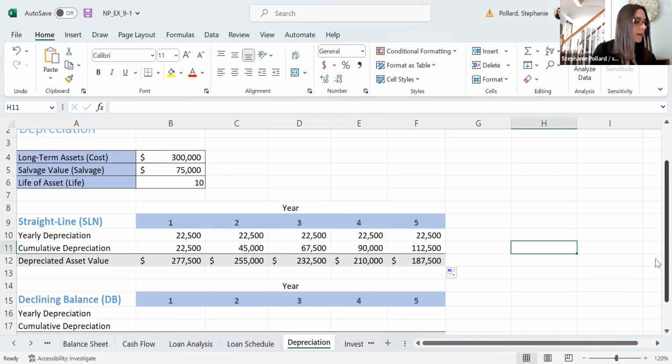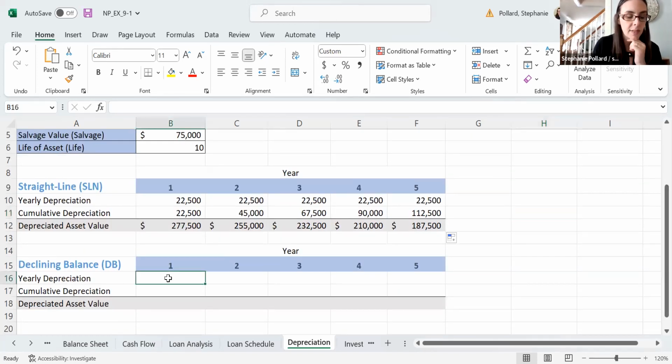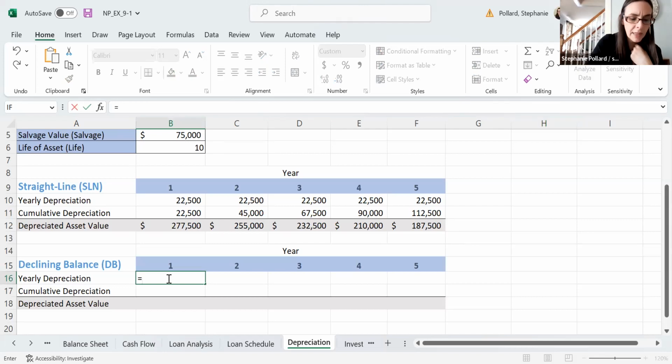So what I'm going to do now is I'm going to go ahead and kind of just redo it and see what it looks like for a declining balance depreciation. And we're going to do it down below here. So I'm going to go to cell B16. And the formula there is DB for declining balance. And again, we're going to enter the cost, which if you scroll up was in cell B4. The salvage value was in cell B5. The life was in cell B6.